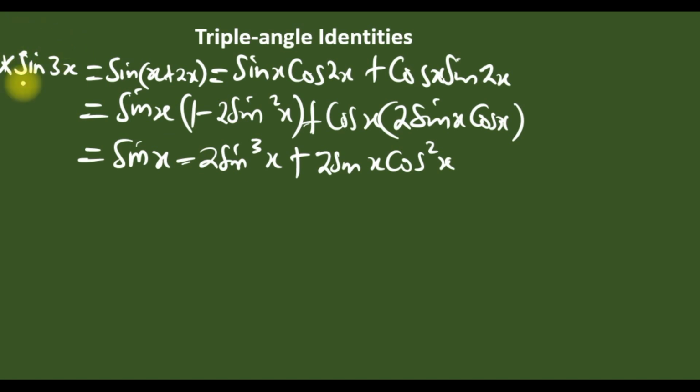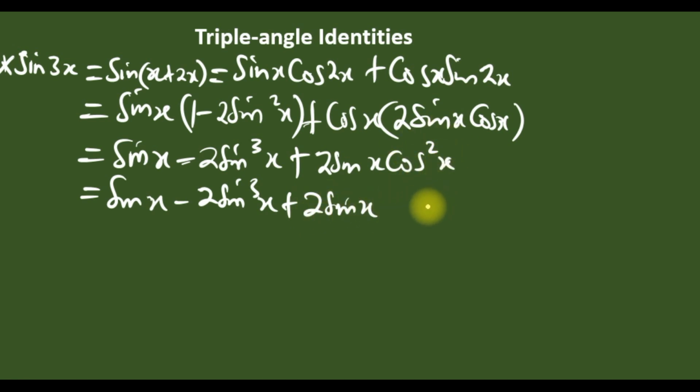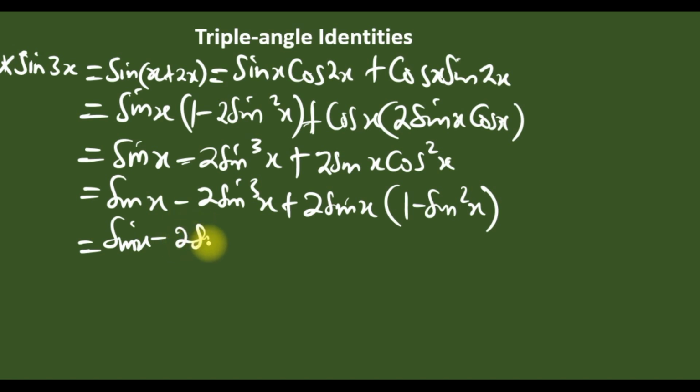Again, we're on sine, so we need to write cos in terms of sine. From our Pythagorean identity, we know that sine squared x plus cos squared x is 1, which implies that cos squared x is now 1 minus sine squared x. So we open up. This is minus 2 sine cube x plus 2 sine x times that is minus 2 sine cube x.